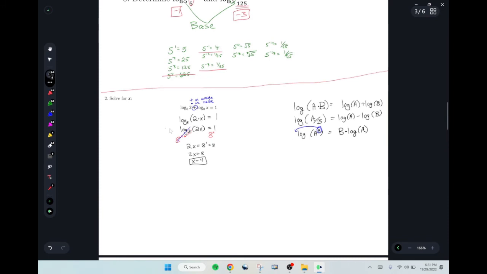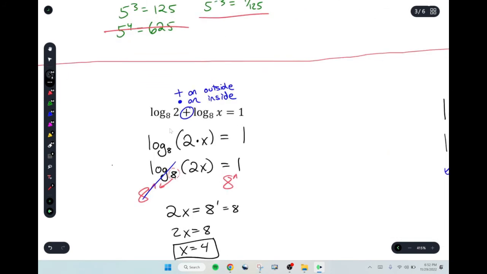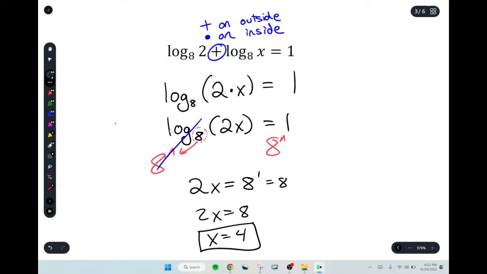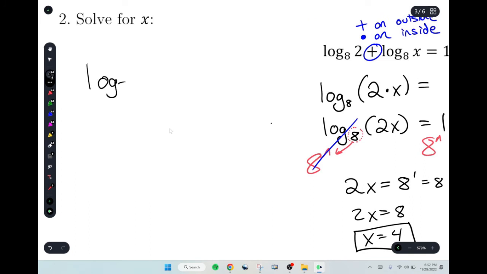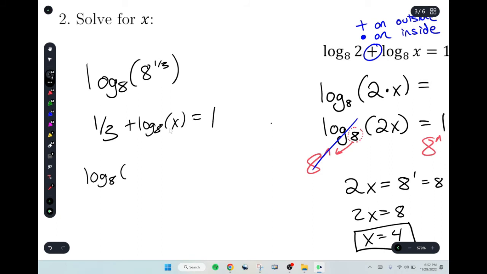What's your question? Can I solve log 8 of 2 without doing the multiplication? Yeah, but does it help you? I don't know. Log 8. Like, so I have 1/3 over here, log 8 of 2. 2 is technically 8 to the 1/3, right? Yeah. So just solve that. Plus log 8 of x equals 1. So now you've got log 8 of x equals 2/3.